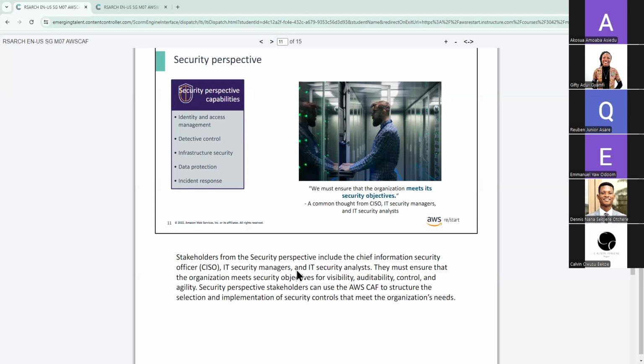So the IT security manager, security analysts, even risk managers, they also come into play here because you need the assurance that moving from traditional to AWS is not going to leave your company exposed when it comes to security. Okay, so your infrastructure security, your data protection, incident response.